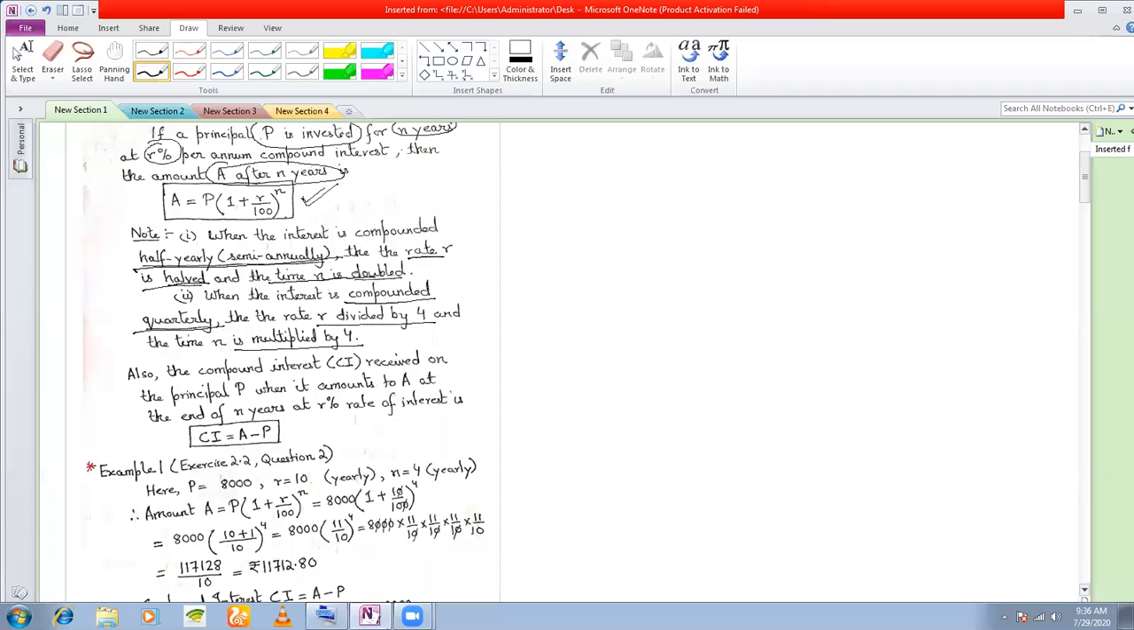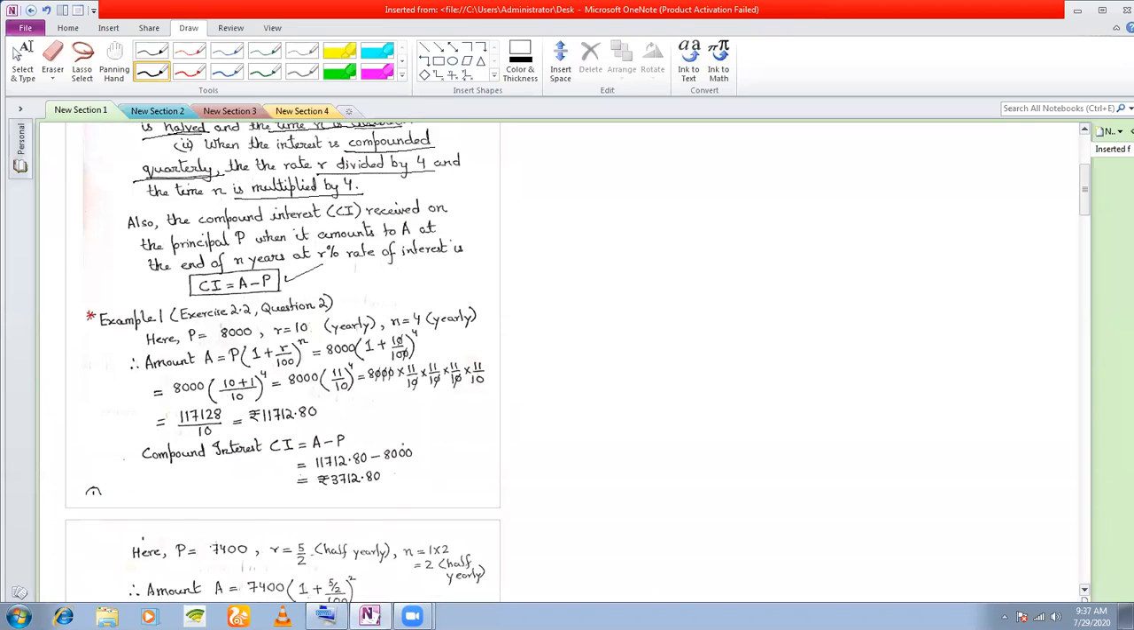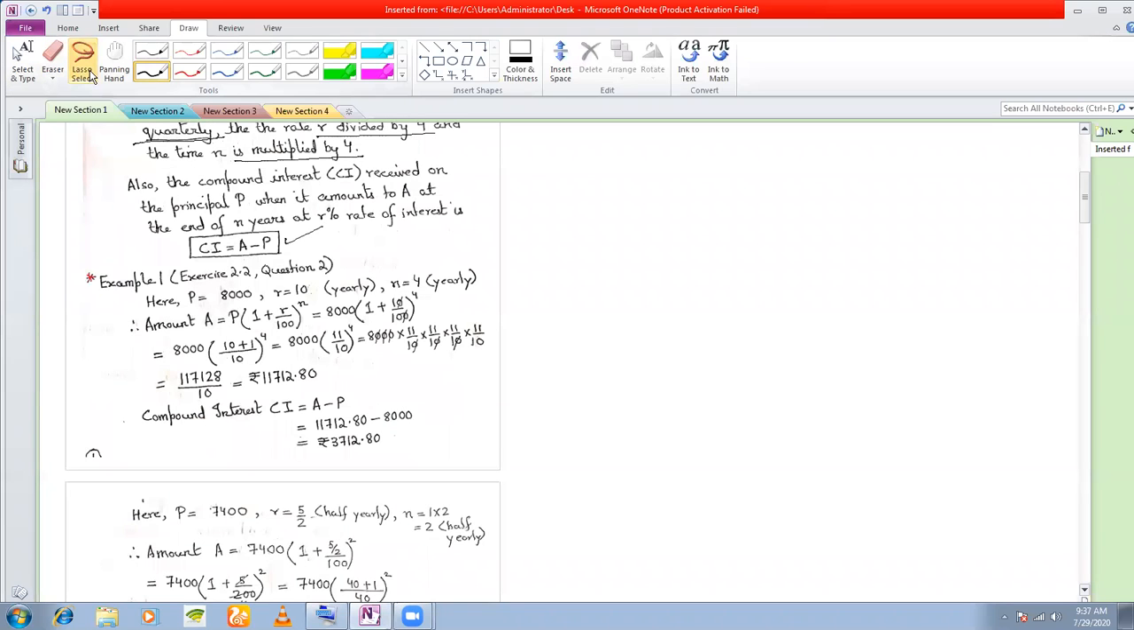Also, in fact, this is the formula for the amount after n years. Therefore, if you have to calculate the compound interest, you simply have to subtract the principal from the amount after n years. Those are the two formulas that we require. We have done this earlier also, but this time a little bit more variation of problems is required.